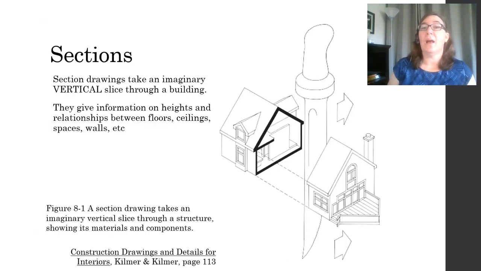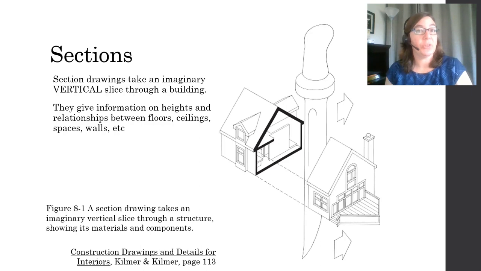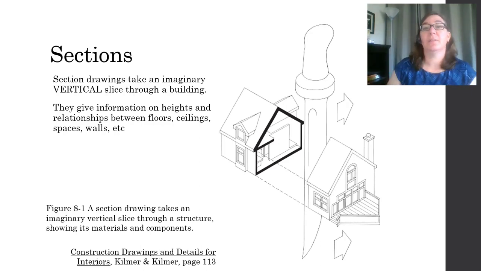There's one more really common drawing type, and that is sections. Section drawings are going to take an imaginary vertical slice through a building. All right, so when we did a floor plan, it was a horizontal slice. Now we're going to slice vertically through a building and draw a section to give information on heights and relationships between the floors, ceilings, interior spaces.